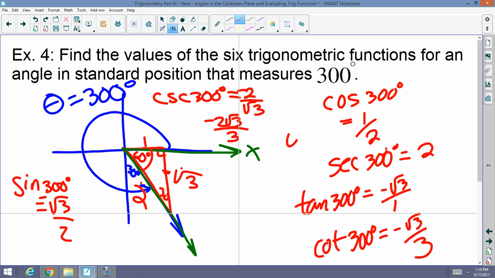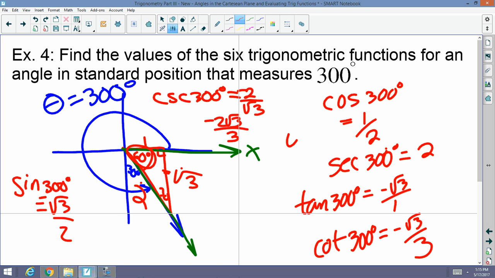I heard a few people go, oh, that's good. That's a good thing. Talk to me, guys. You draw the angle, but you work with the reference angle. You draw the angle in blue, that's 300. That's the angle. But that angle created a reference angle here in red of 60. That's who you work with.